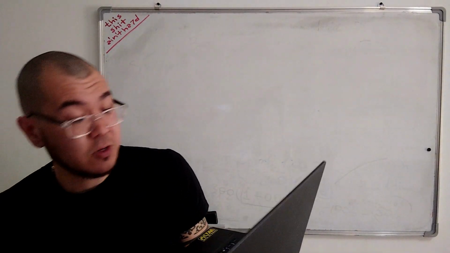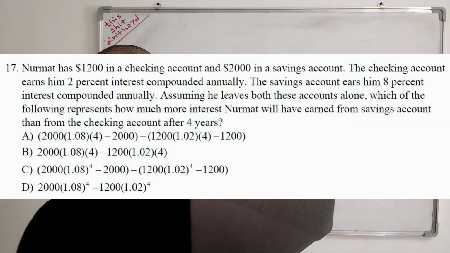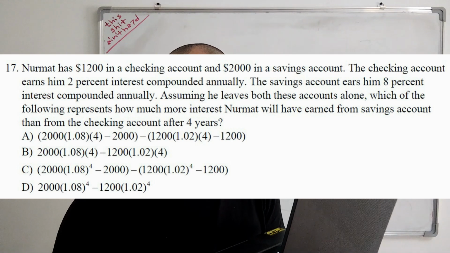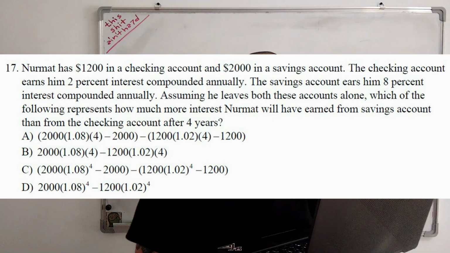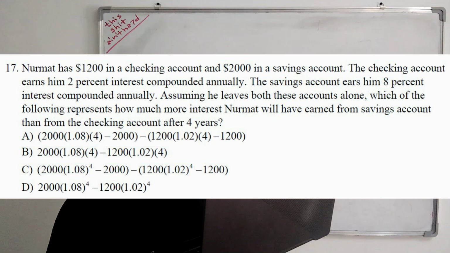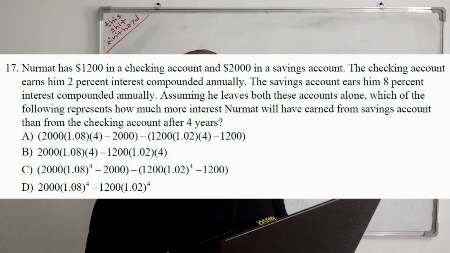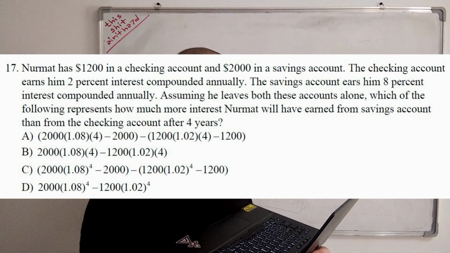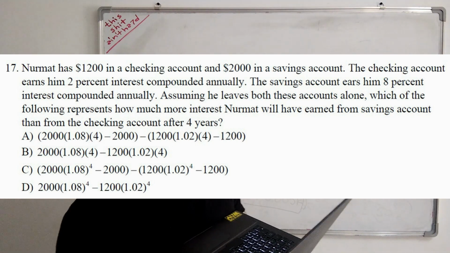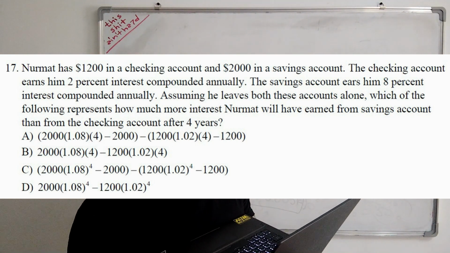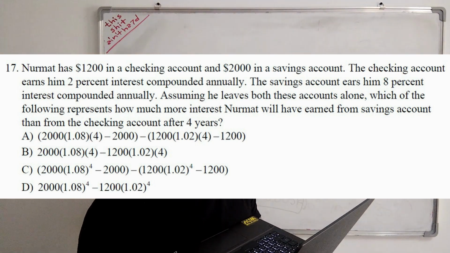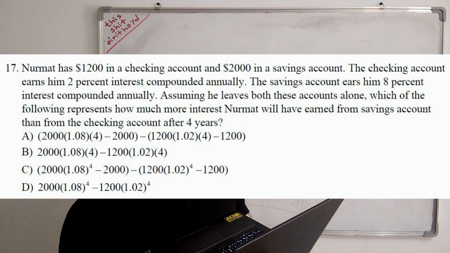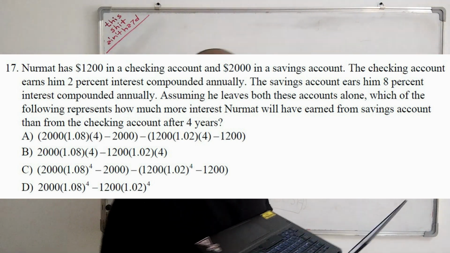Number 17. Okay. Nurmat has 1,200 bucks in a checking account and 2,000 bucks in a savings account. The checking account earns him 2% interest compounded annually. The savings account earns him 8% interest compounded annually. Assuming he leaves both accounts alone, which of the following represents how much more interest Nurmat will have earned from the savings account than from the checking account after 4 years?